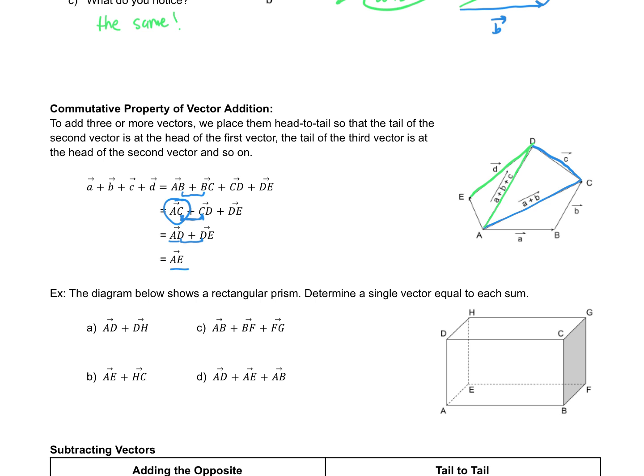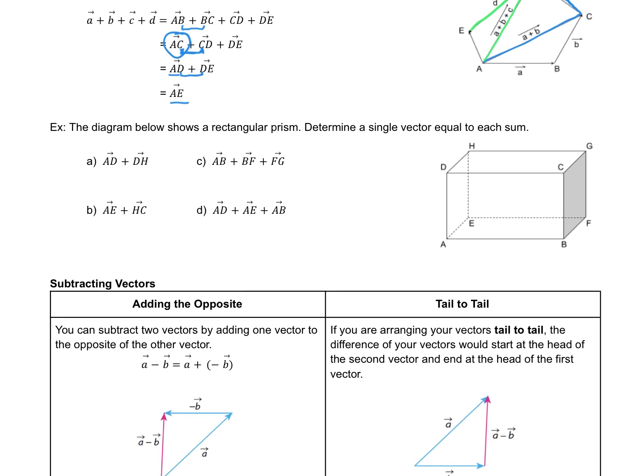So that's a nice little trick we can use if we don't have a diagram to deal with, or if we like this manipulation better than the visual itself. So let's take a look at our next example. We have a rectangular prism, and for each of these questions, we have to create a single vector to equal the sum. So first we need to do AD plus DH.